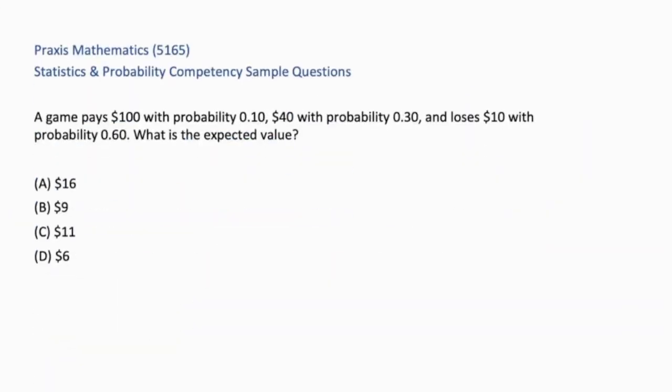A game wins $100 with probability 0.10, wins $40 with probability 0.30, and loses $10 with probability 0.60. What is the expected value? A, $16, B, $9, C, $11, or D, $6. We will use this formula. Expected value equals sigma times value times probability.